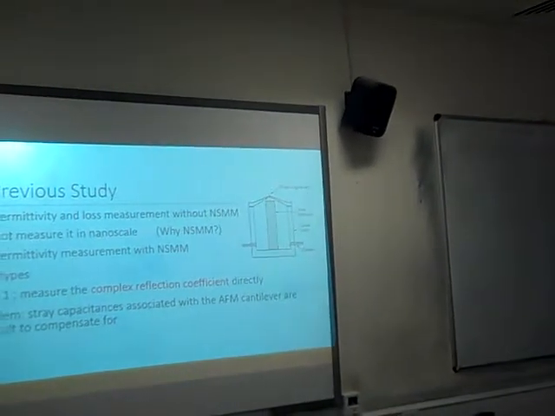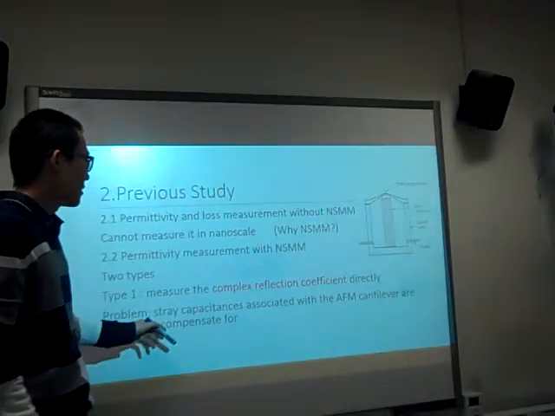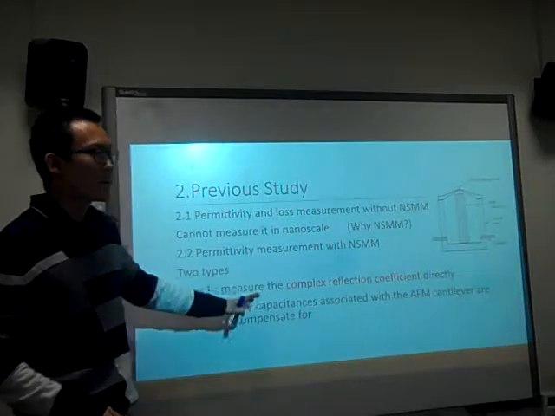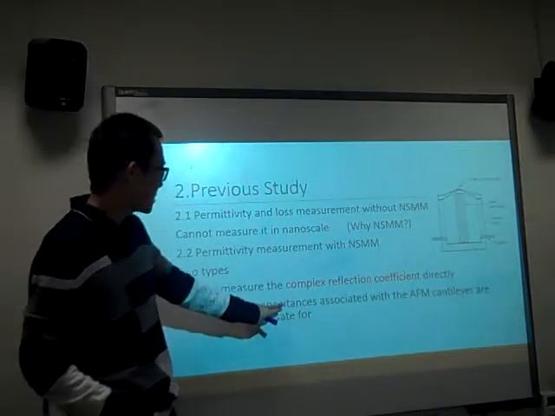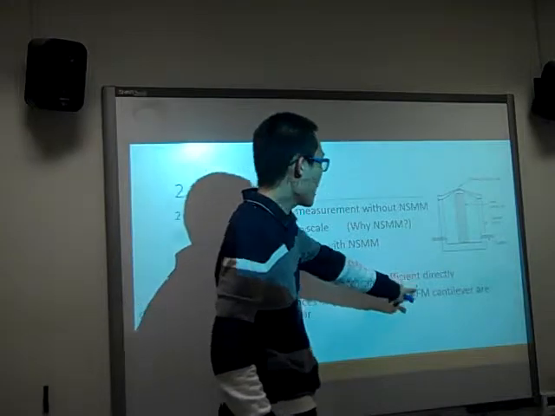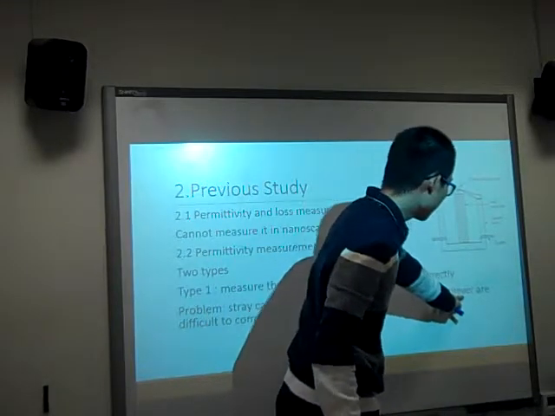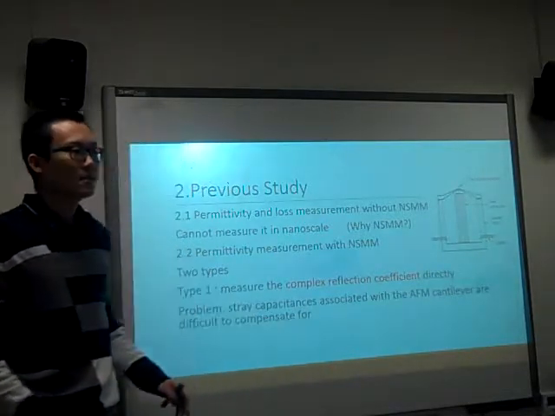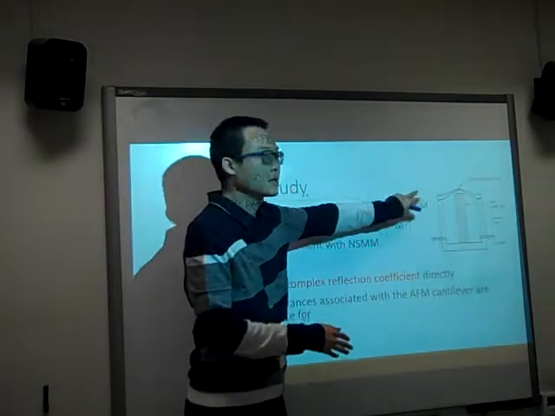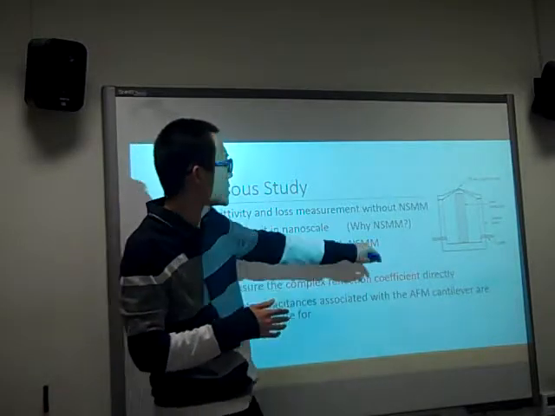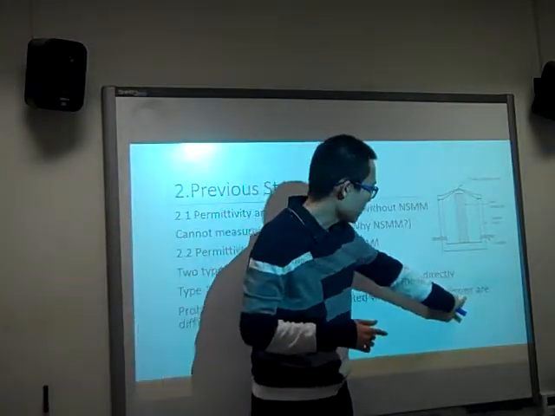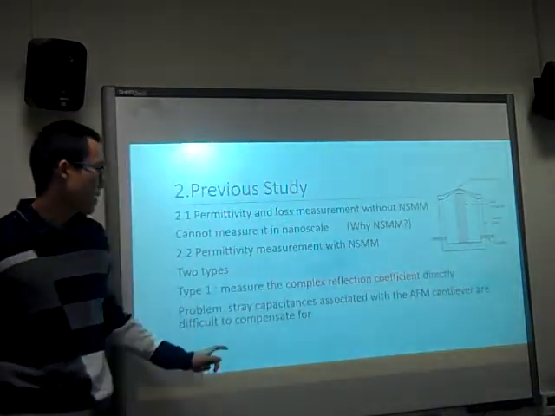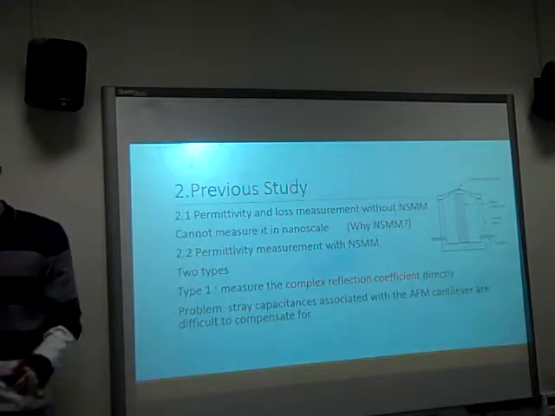But the main problem of this is that there may be some other things that affect the result. As the author said, the stray capacitance associated with the AFM cantilever is difficult to compensate for. That means there may be some other things, which I will show you later, called the cantilever, that will affect the result. That is the main problem of type 1.